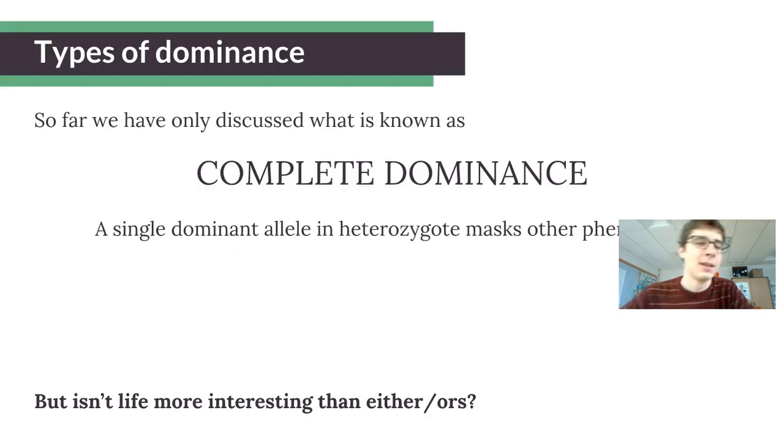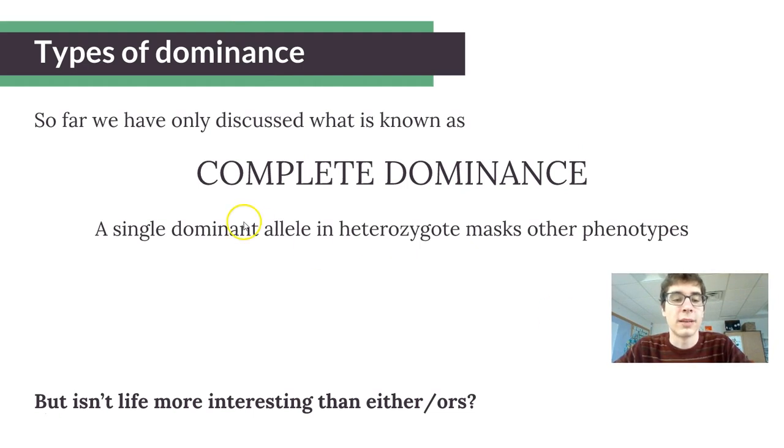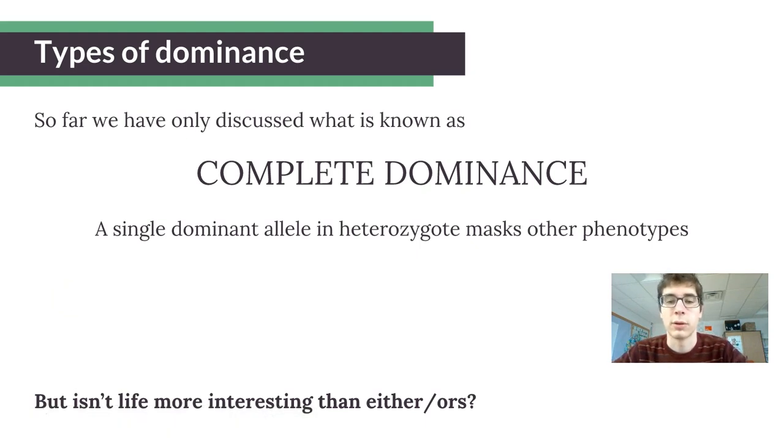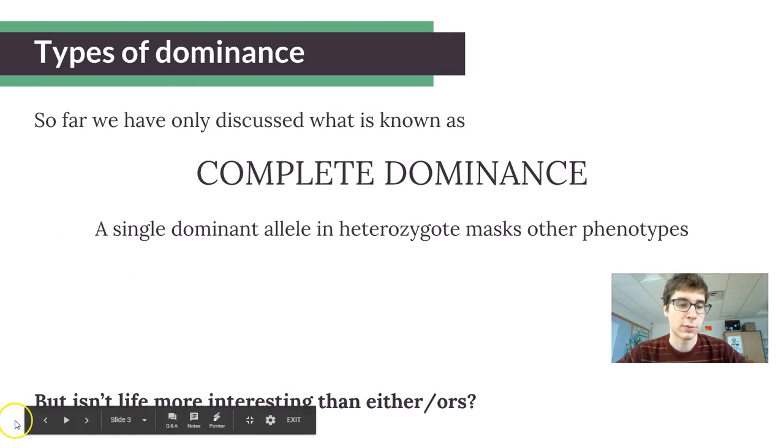All right. So far, we have discussed what is known as complete dominance, which is when a single dominant allele in a heterozygote masks other phenotypes. So here's what I want you to do. You are going to make 3 column notes today, and I'm going to model this for you. You're going to write complete dominance as one of our terms. You're going to write this definition in the middle column, and then we're going to have an example in the far right column. So here's what that will look like.